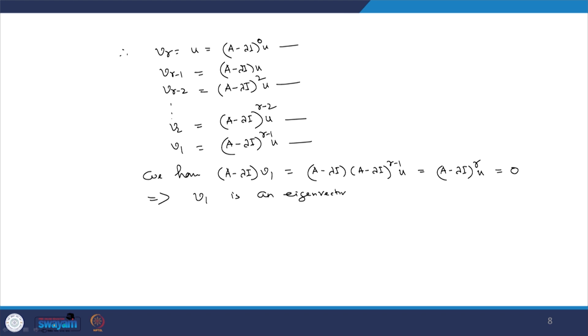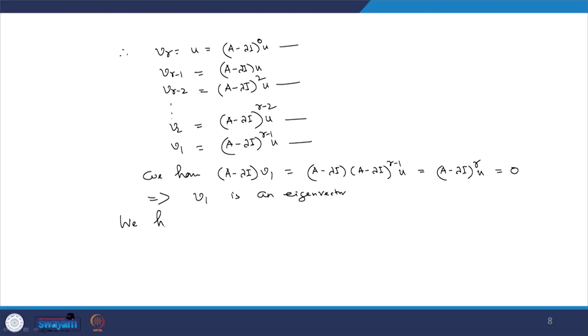So, what can you say about V2? Will it be an eigenvector? No, V2 cannot be, because I will not say that (A minus lambda I) operating on V2 will be equal to 0. You will see that it is equal to some non-zero vector. So, V2 cannot be an eigenvector. However, V2, V3, V4, even including V1 up to Vr, they are basically generalized eigenvectors. So, we have r generalized eigenvectors, vectors V1, V2 and Vr.